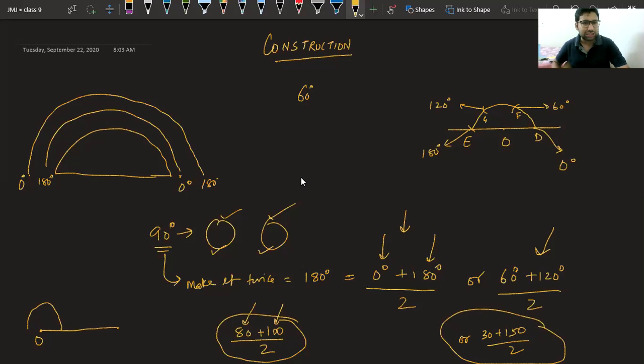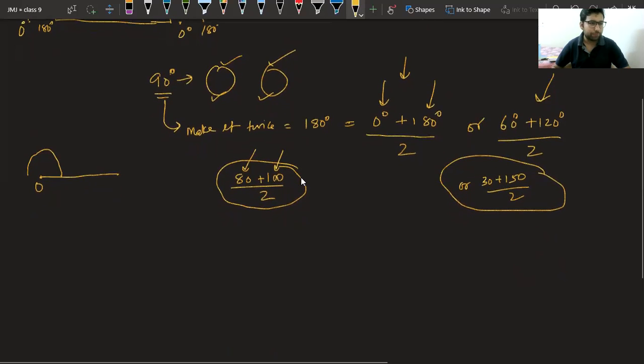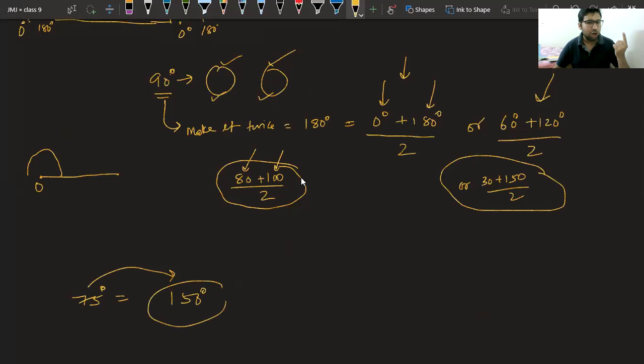Suppose we want to draw a 75-degree angle. Tell me, first what we'll do, we will try to find twice of it. The twice of it is 150 degrees. Now we will try to find two angles whose sum is 150 and whose bisector gives 75. Tell me. Okay, Bhavya is saying 60 and 90.